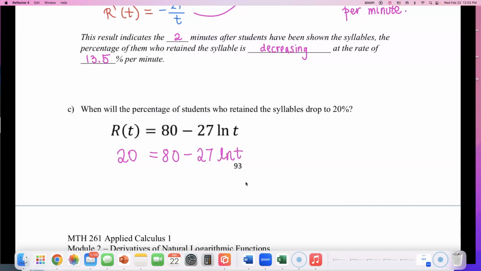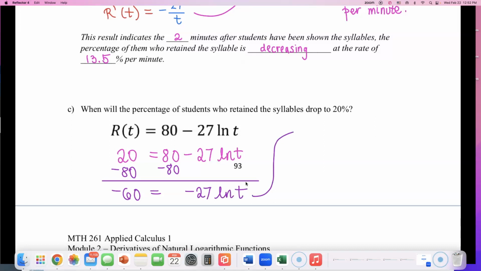I will start by subtracting 80 from both sides. That will give me negative 60 equals negative 27 natural log of t. I'll do the work over here. My next step is to divide both sides by negative 27. If I divide negative by negative, the left-hand side will be 60 over 27. I guess we can reduce that fraction, but I'll write it just like that for a second. And the right side is just natural log of t.